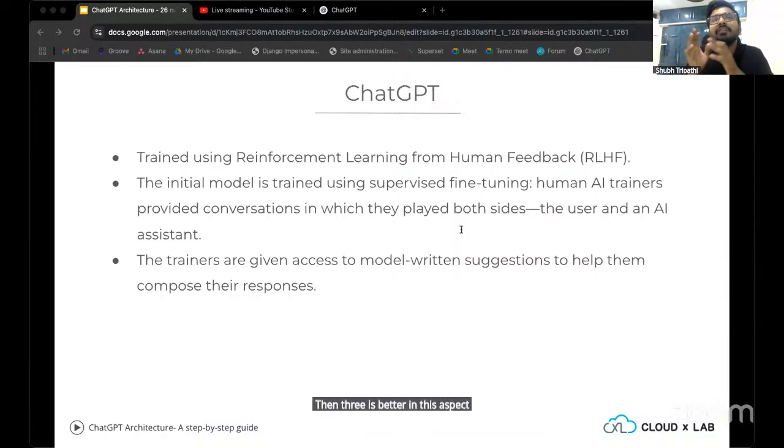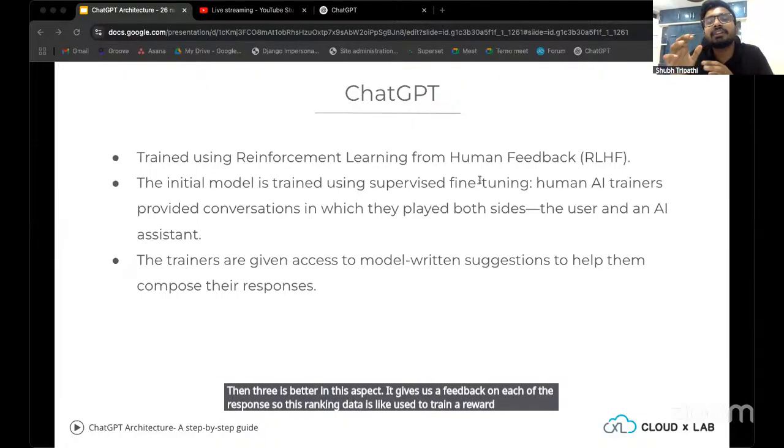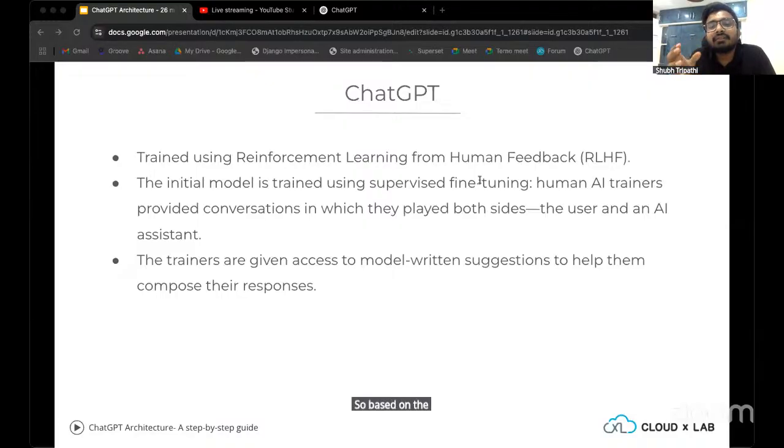Like it gives us feedback on each of the responses. So this ranking data is used to train a reward model that helps the AI understand which responses are better. Then after this, the AI undergoes reinforcement learning using the trained reward model. So based on the human reviewers' feedback, we train a reward model, and then we use it to train the AI.